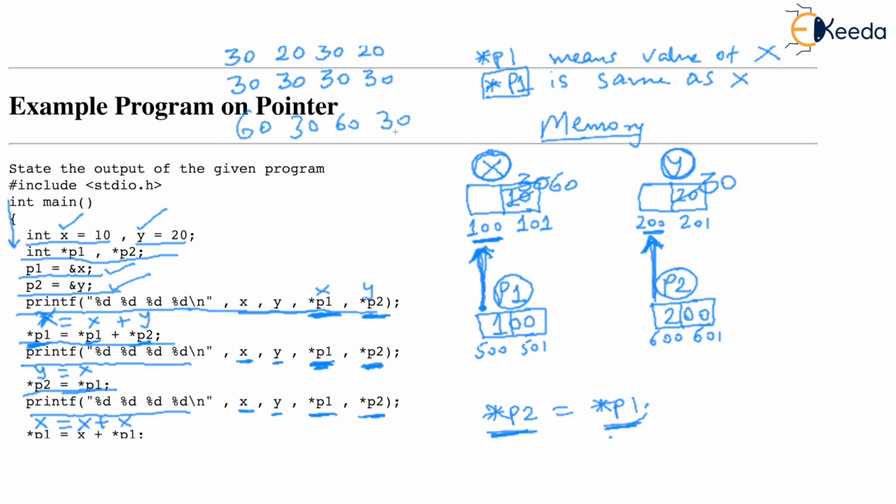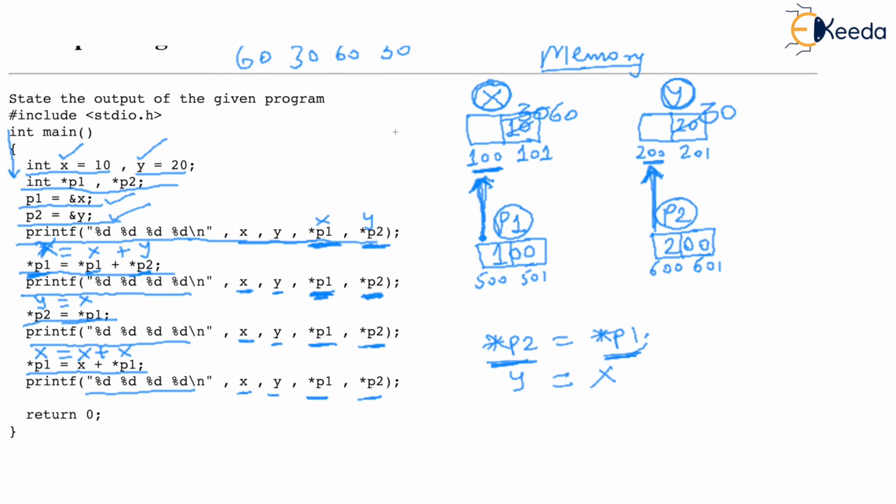I hope you have got this idea about how a pointer stores an address, how a pointer points to a variable, and what happens when a pointer points to a variable. Asterisk followed by the pointer name means that variable itself. So any changes you make using asterisk pointer name affects the variable value itself.